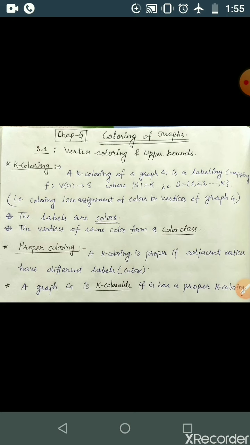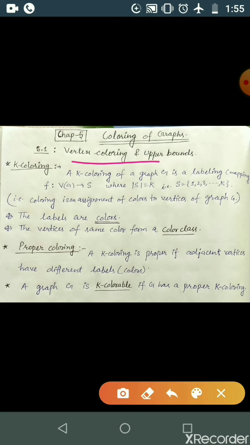So here coloring of a graph means 5.1. In 5.1 we will study vertex coloring and upper bounds. So this is the vertex coloring and the upper bounds. Vertex coloring means coloring the vertices of the graphs. Okay, now let's start. Come to K coloring.